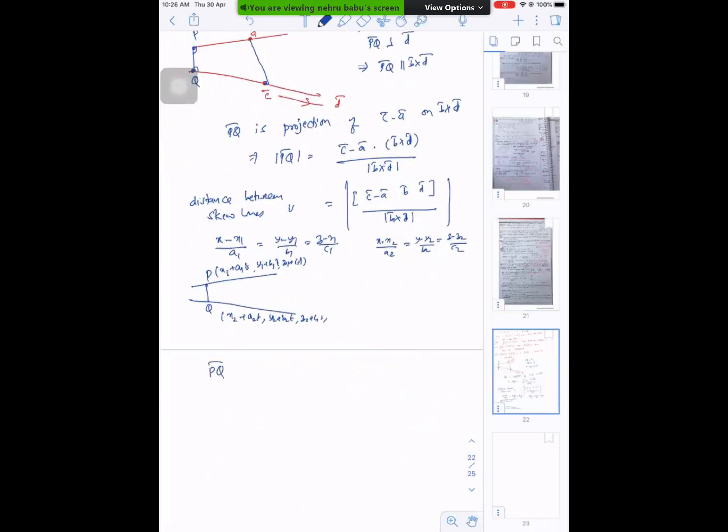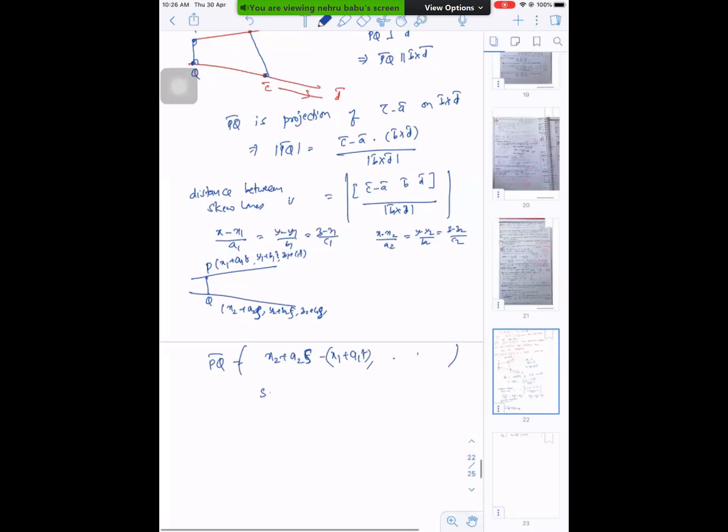Then if you find PQ bar, this is exactly the same as OQ minus OP. So (x2 + a2 s) minus (x1 + a1 t). Note this is s, not t, since it need not be the same variable. Like this, you will get the y coordinate and z coordinate also. So here you are getting the PQ bar vector in terms of s and t, which are unknowns.